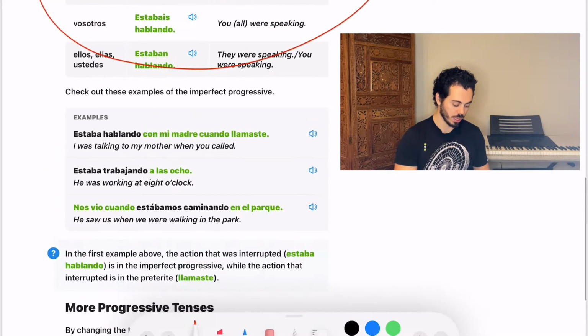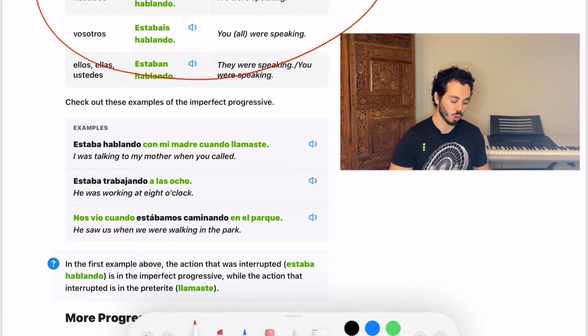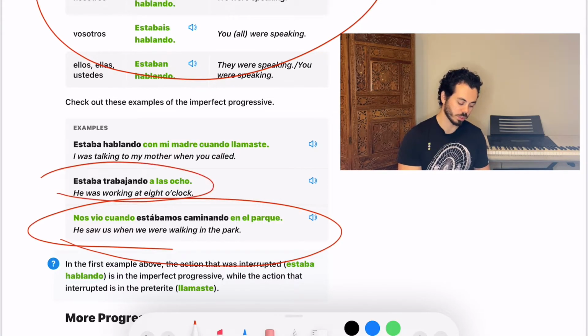It tells you, and here are the examples. So you have, estaba hablando con mi madre cuando llamaste. I was talking to my mother when you called. Estaba trabajando a las 8. He was working at 8 o'clock. Nos vio cuando estábamos caminando en el parque. He saw us when we were walking in the park. So you have those 3 examples.